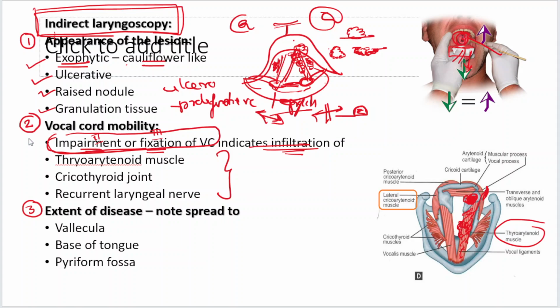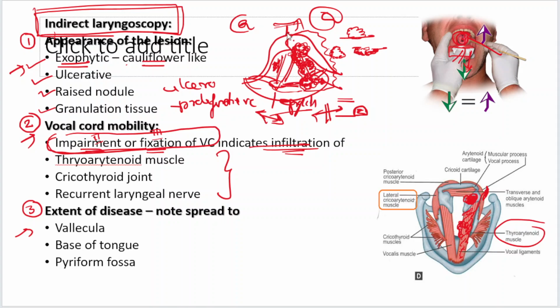Now, once we have got these two things, the third one is extent of the disease. Now you have to write down in your notes whether there's a growth of the vocal cord extending onto the epiglottis, onto the false cord, onto the aryepiglottic fold and arytenoid, or extending into the piriform fossa. So what are all the parts of the larynx and the extralaryngeal tissues that this growth has already gone into? That also we have to describe in indirect laryngoscopy.